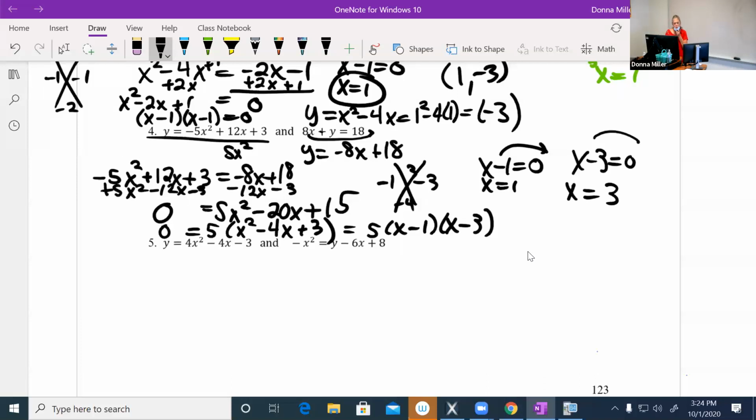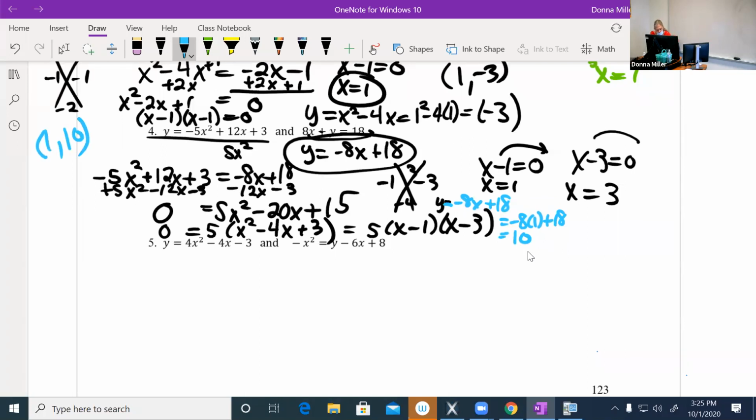Okay. Oh, I want points. So I'm not done. Guess what I get to do? I have to go plug it back in, right? Okay. So I personally like this equation. It's easier to work with. So if x is 1, y equals negative 8x plus 18. So if x is 1, I get negative 8 times 1 plus 18. That's going to work out to 10. All right, so 1, 10 would be a point.